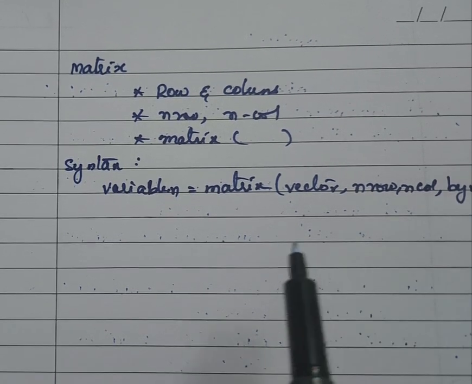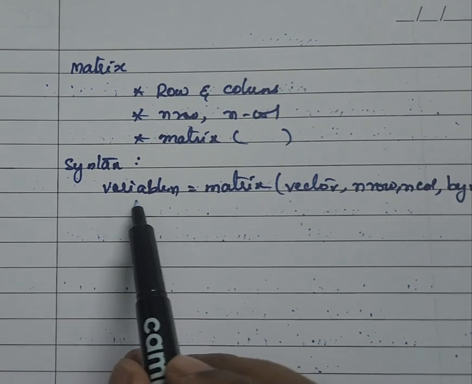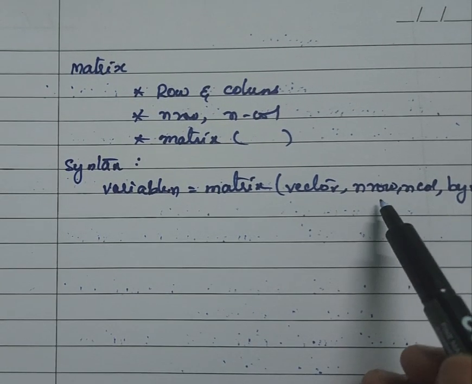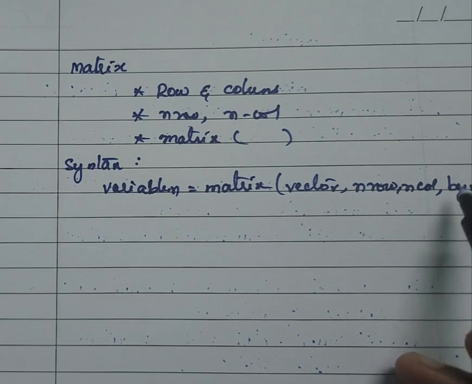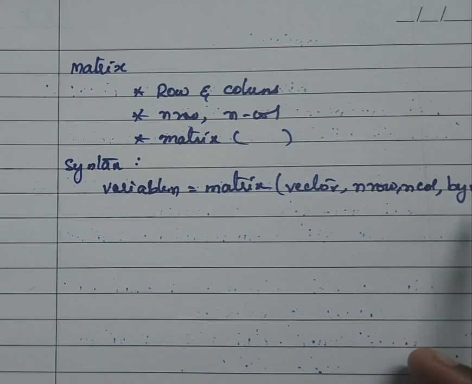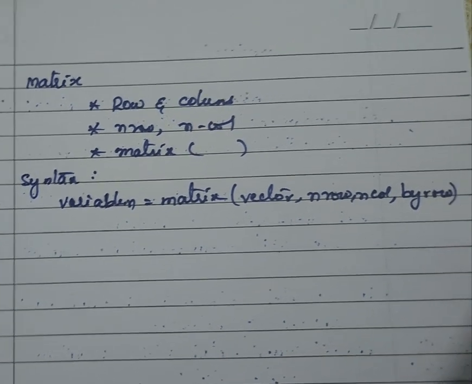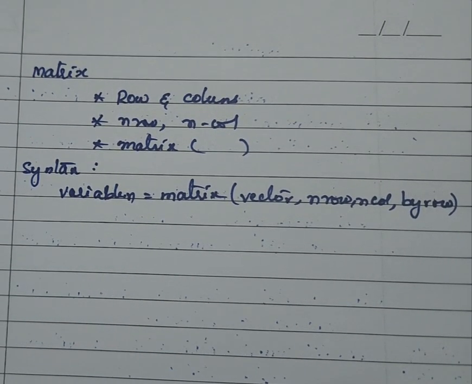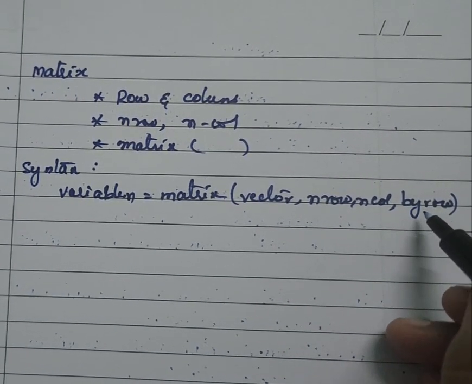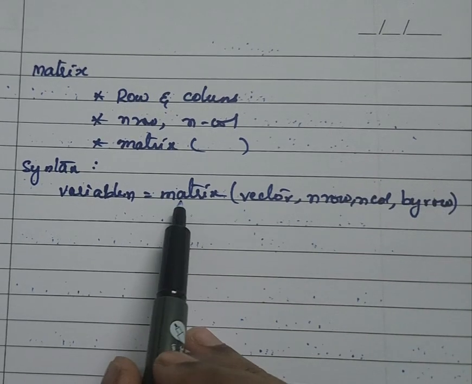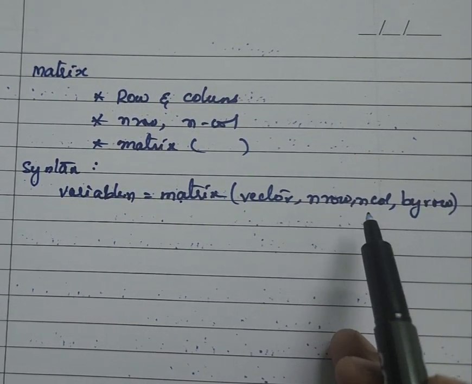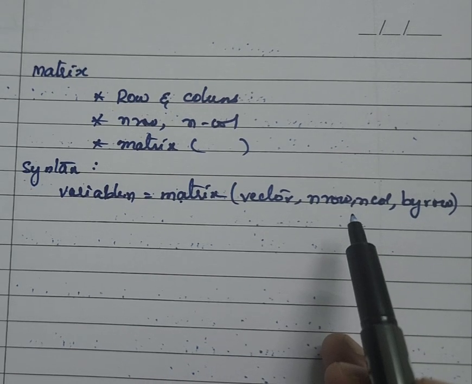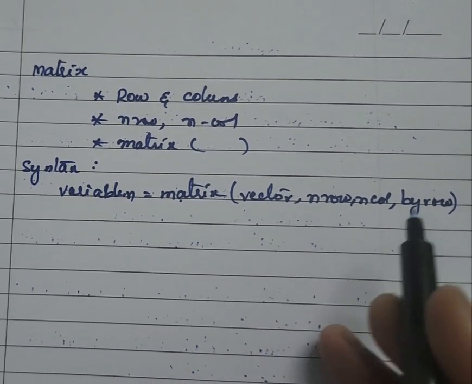Okay, so here variable name equal to matrix, it's a vector, n rows, n columns and by row. Here this by row is optional, so this is an optional parameter, because I'll tell you when I give an example what this by row is. So matrix vector, n rows and n columns. This is the general syntax of a matrix.